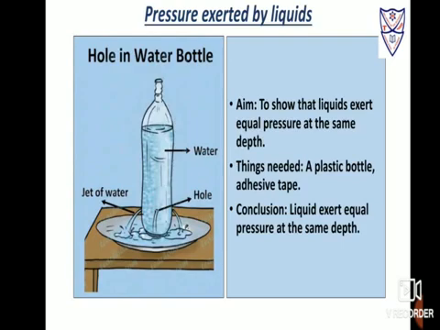This activity shows that liquids exert equal pressure at the same depth. Things needed: plastic bottle and adhesive tape. Method: take an empty plastic bottle, make 4 holes all around near the bottom of the bottle. Apply adhesive tape over the row of holes.